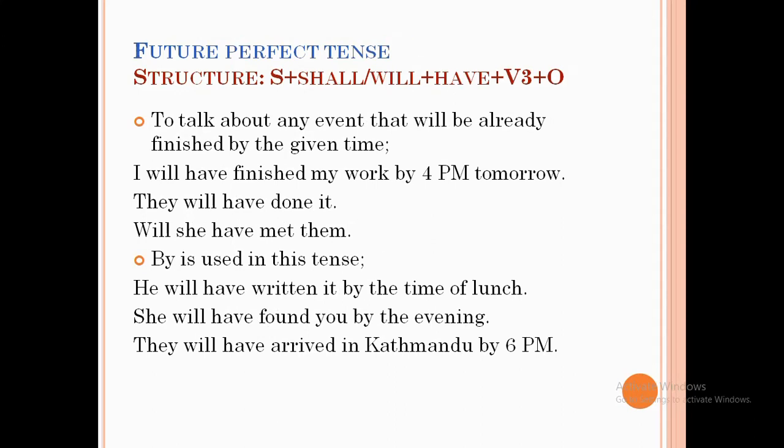Now let's discuss future perfect tense. The structure of future perfect tense is subject, shall, will, plus have, plus v3, plus object. Future perfect tense is used to talk about an event or action that will already be finished by the given time. So in the future that will already be finished by the given time. Let's see some examples. I will have finished my work by 4 p.m. tomorrow. 4 p.m. is the given time, it means you have to finish your homework tomorrow before 4 p.m.